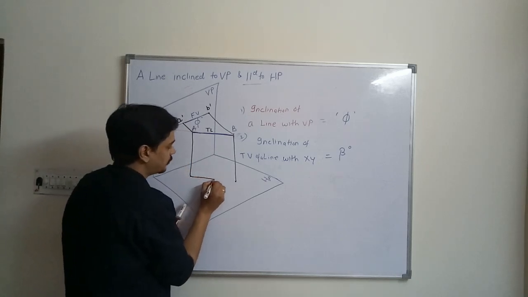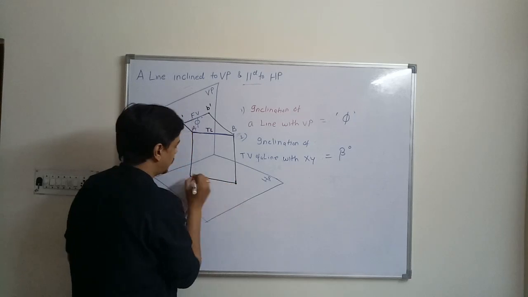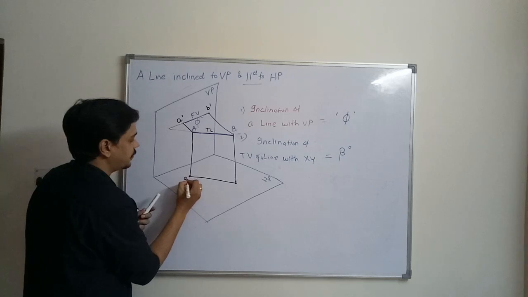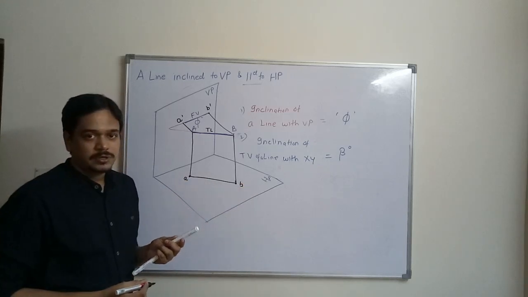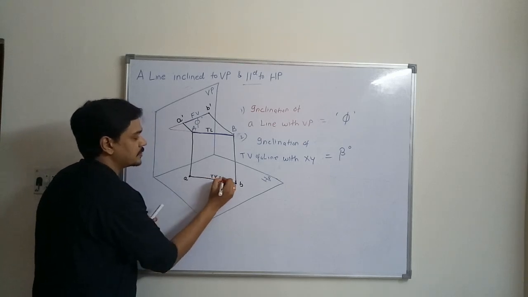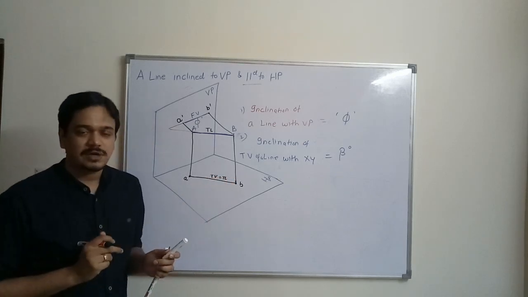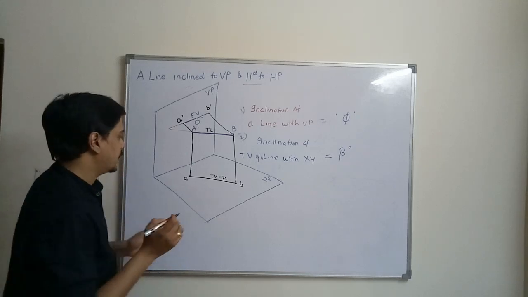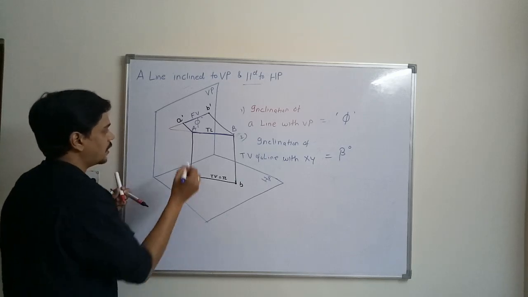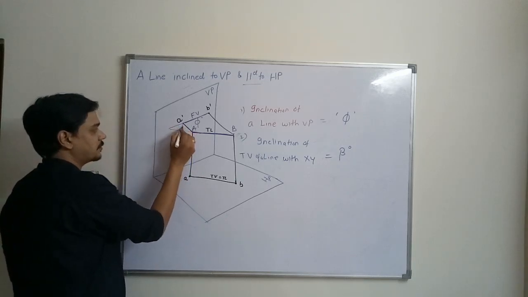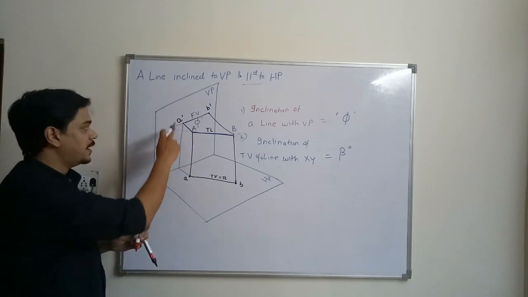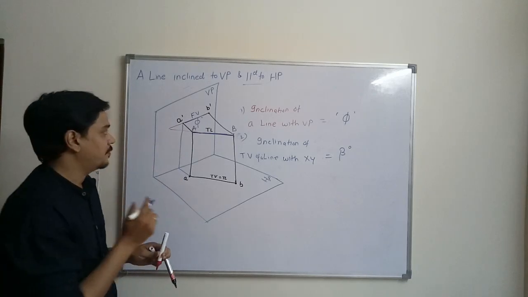Now this is A point and this is B point, that is top view. So this is top view, which is equal to true length because now the line is parallel to horizontal plane. And the projection of A dash will match with this. Again, A dash will lie on vertical straight line through A.